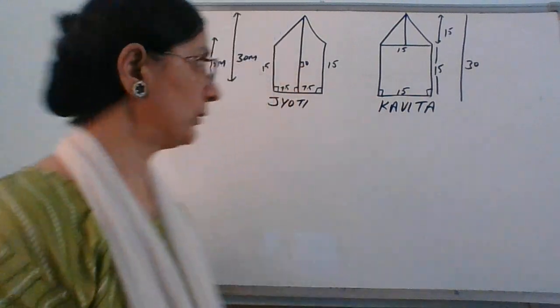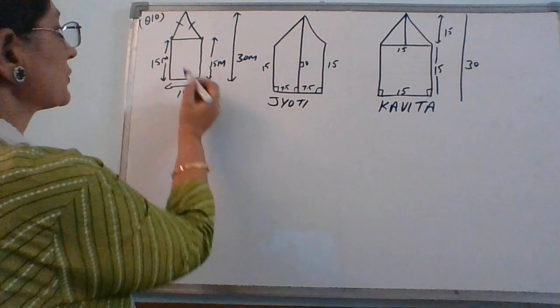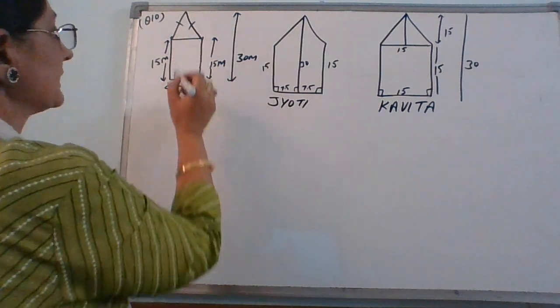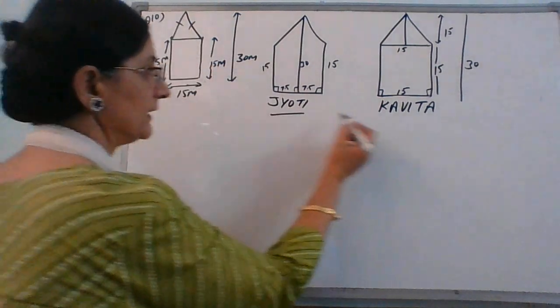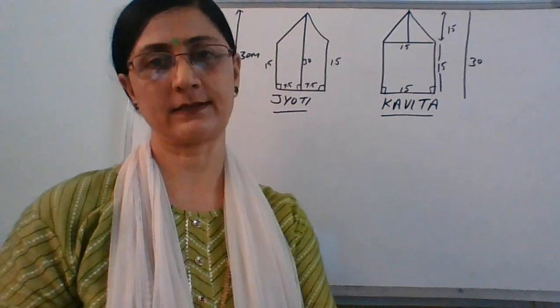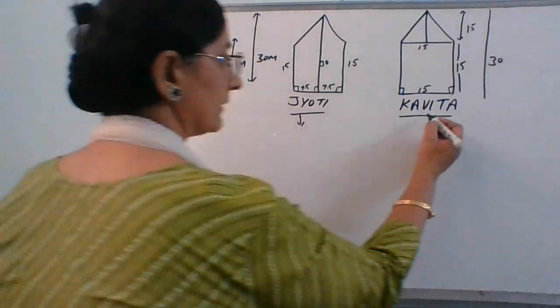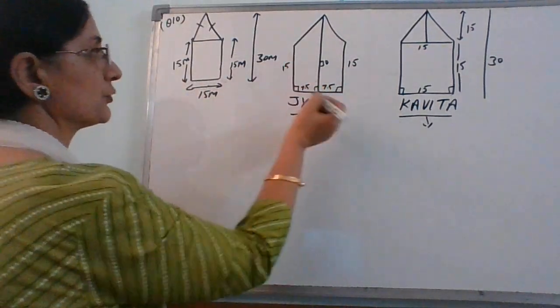Okay, now the 10th question, the figure is this, right? We have this here. Square, it is a square, 15, 15 is same, and this is a triangle. So Jyoti and Kavita solved this question in two ways. She found the answer in two ways, right? How Jyoti solved and Kavita, right? I'll solve it this way as Jyoti solved.